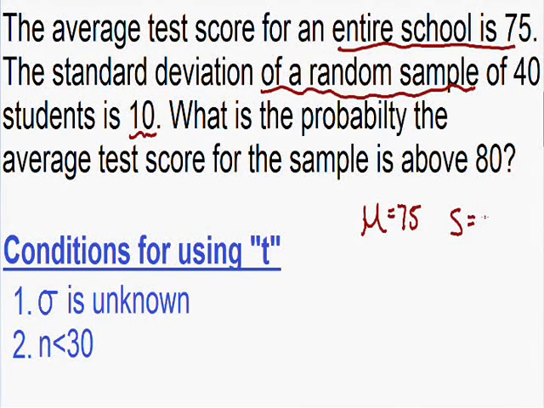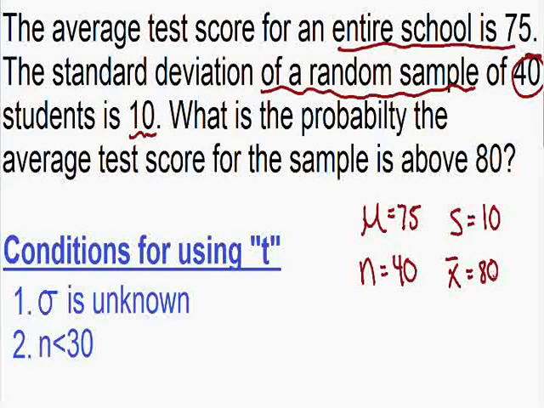So our sample standard deviation, which we write with the letter S, is equal to 10. And it also says that the random sample is 40 students. So we know that in our sample we have 40 students. So our sample size n is equal to 40 students. And once again, it's asking us what is the probability that the average test score of the sample is above 80. So our average for the sample is equal to 80, and we want to find the probability that it's above 80. So what test do we use? Do we use a t-test or do we use a z-test?